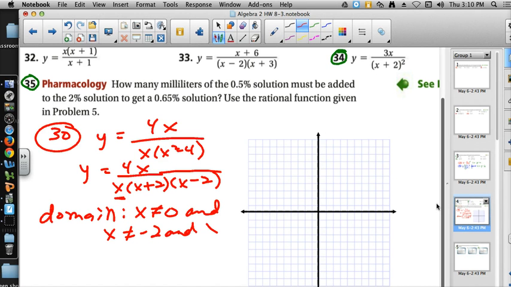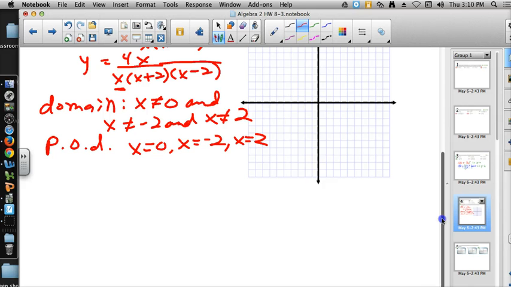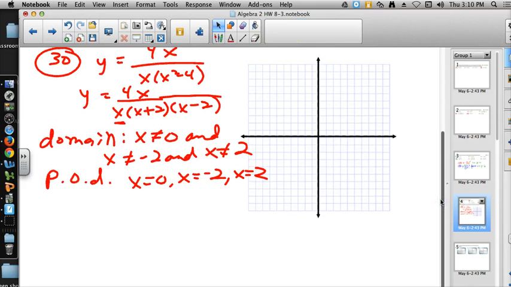And x cannot be 2. So we have quite a few numbers for our points of discontinuity this time. We're looking at 3 of them: x equals 0, x equals -2, and x equals 2. And we notice one of them is going to cancel. The x value that's there all by itself, that's the one that would cancel out.